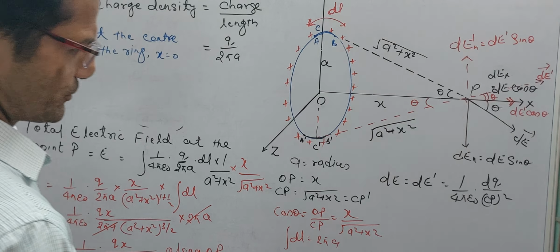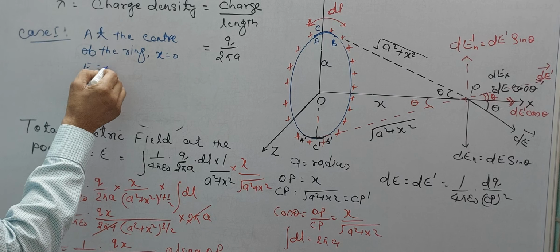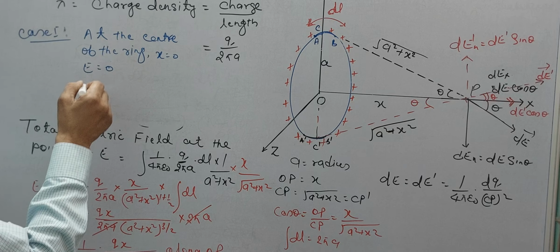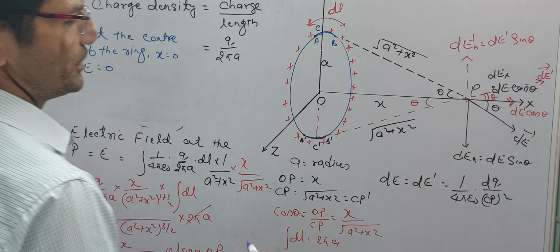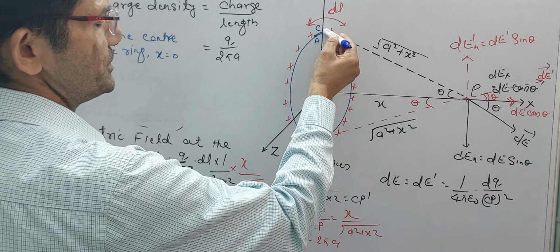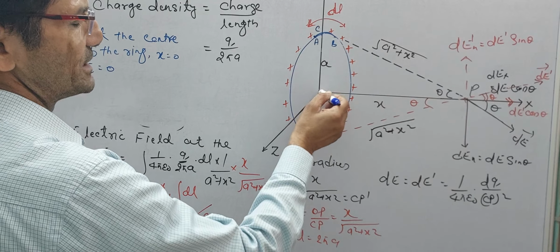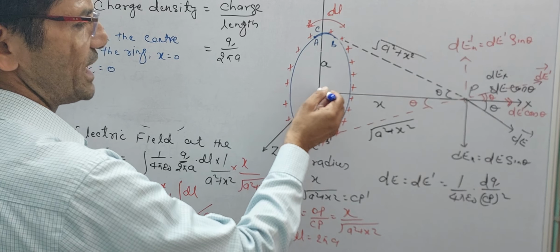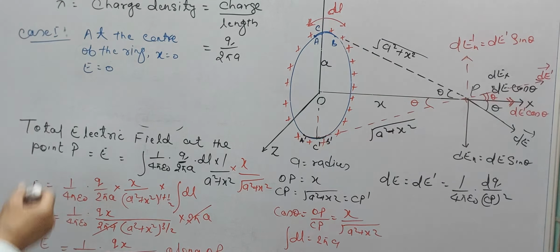So if I place x equal to 0 in this expression, the electric field will be 0. It means that the electric field at the center of this circular loop is 0, because every piece has a diametrically opposite piece which will have electric field at the point O in the opposite direction. So they will cancel each other.